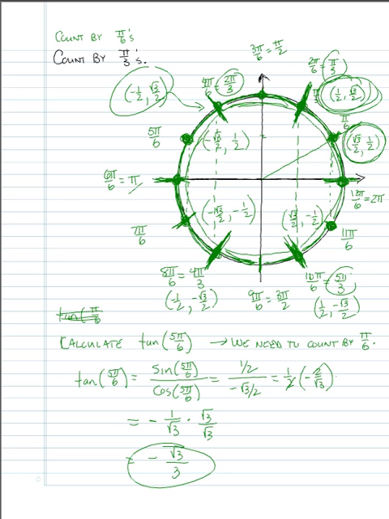And so now we can count by pi over 3s. 1 pi over 3, 2 pi over 3, 3 pi over 3, 4 pi over 3, 5 pi over 3, 6 pi over 3, and we can determine the coordinates of the points, and that will take care of everything we want to know. Well, we're going to practice this on the next page, but that's the idea, counting by pi over 3s or pi over 6s.